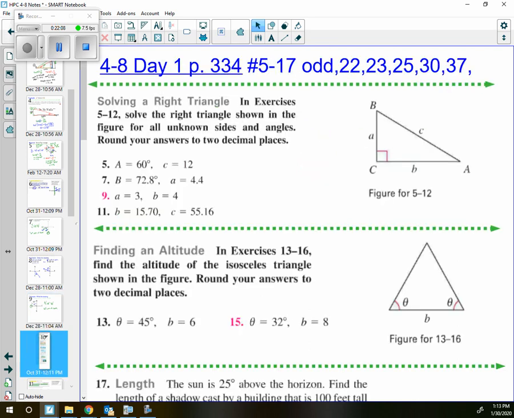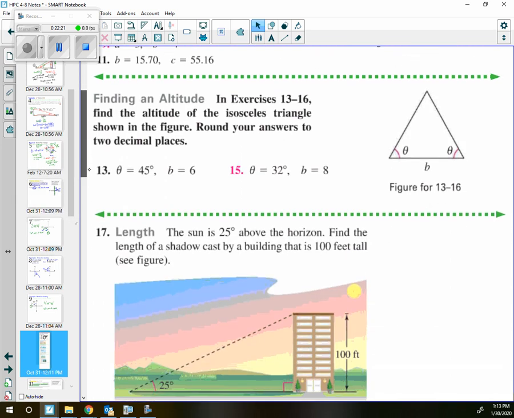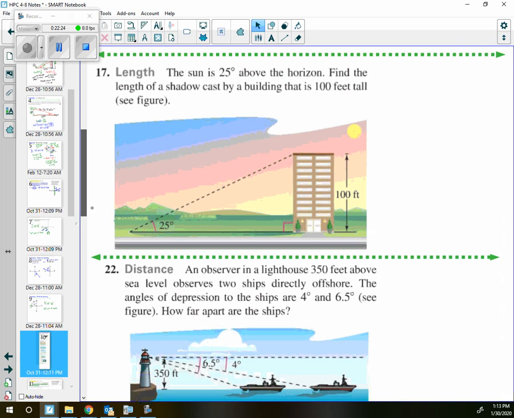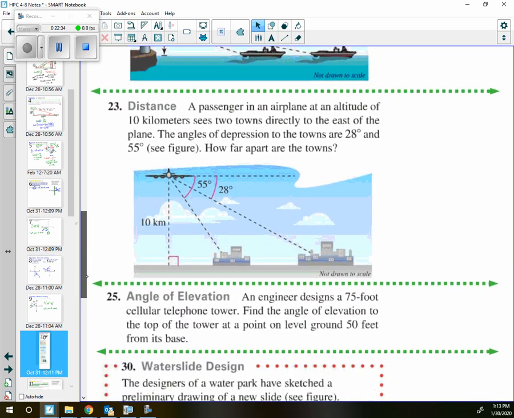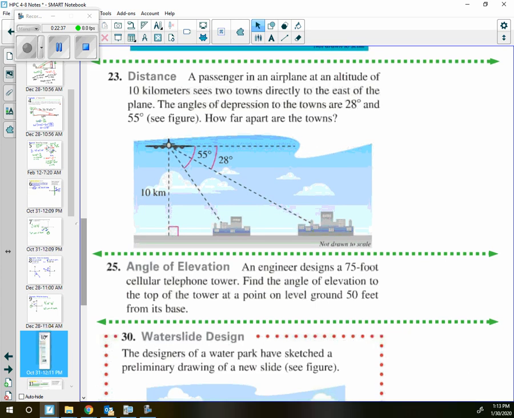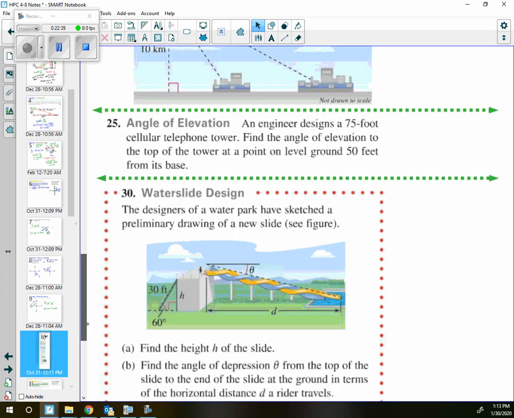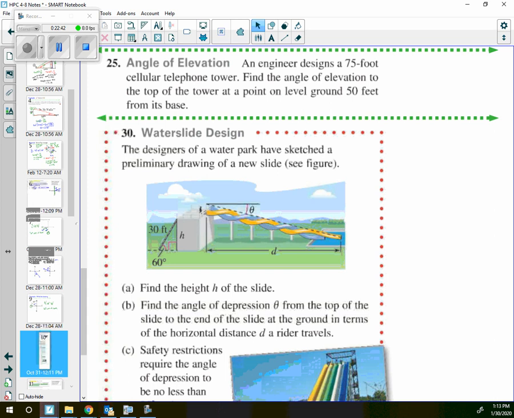So I have the assignment for this day 1. We'll open up the Smart Notes so you can see all of the questions, because some of these are a little bit long when they're written out with the actual equations and pictures. You can take pictures or pause. There's one about the length of something. There's a distance for a lighthouse. There's another looking at 2 different sight lines from an airplane. We've got an angle of elevation on a cell phone tower. And then we've got a fun one, a water slide. That's exciting.